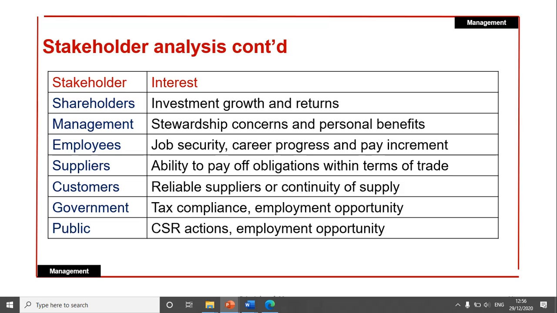So I hope that I have demystified some, not all, of the stakeholders and their potential interests in an organization.